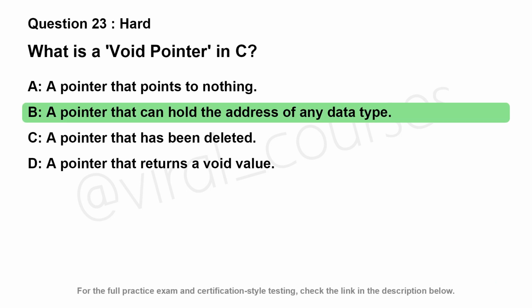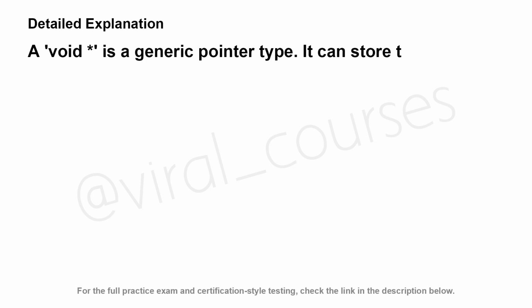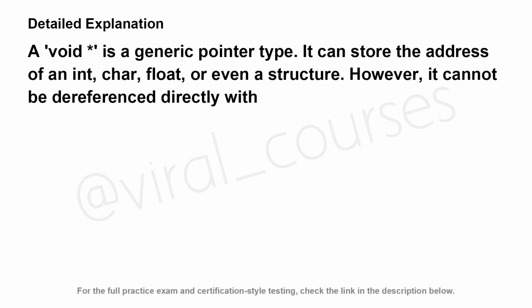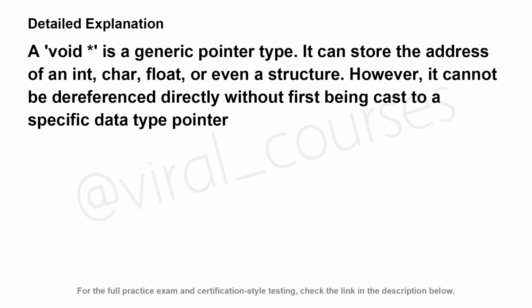The correct answer is B. A void asterisk is a generic pointer type. It can store the address of an int, char, float, or even a structure. However, it cannot be dereferenced directly without first being cast to a specific data type pointer.